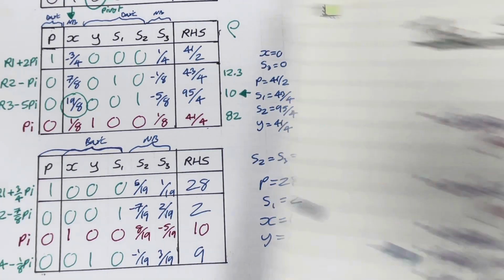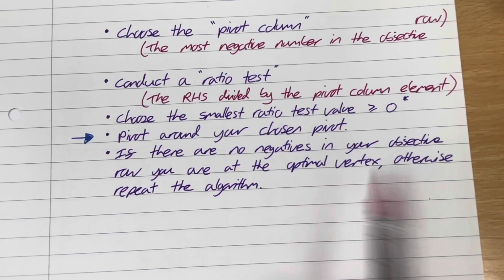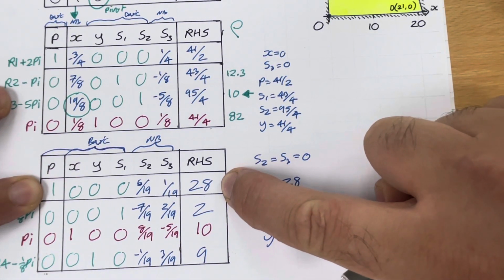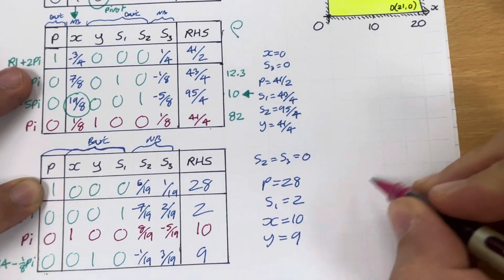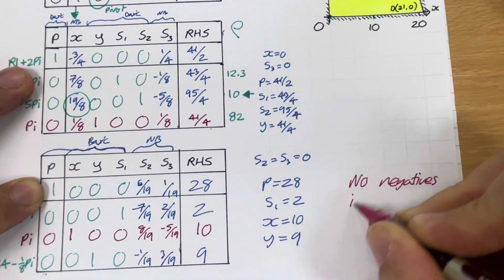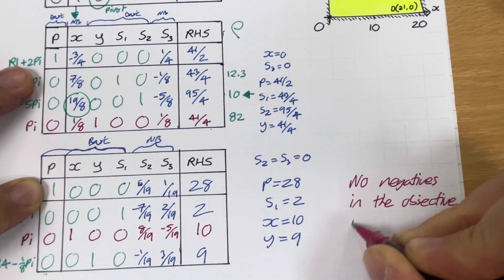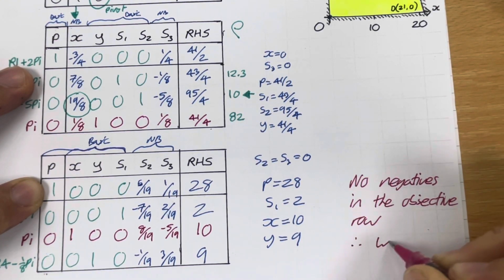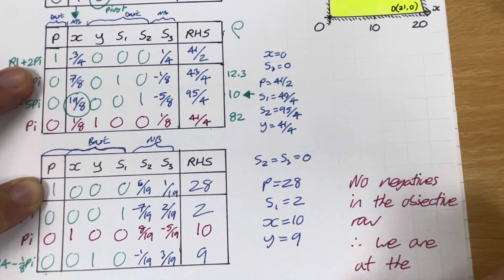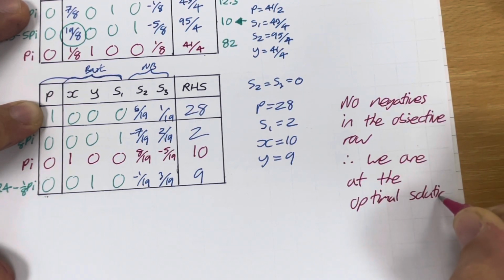Well, let's just go back to the instructions one more time. If there are no negatives in your objective row, you're at the optimal vertex. Objective row, there we go, there's no negatives in there, so therefore we are at our optimal vertex. So no negatives in the objective row. Therefore, we are at the optimal solution, or optimal vertex of the simplex.